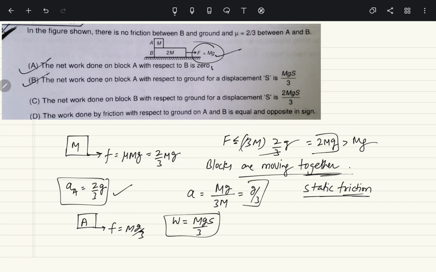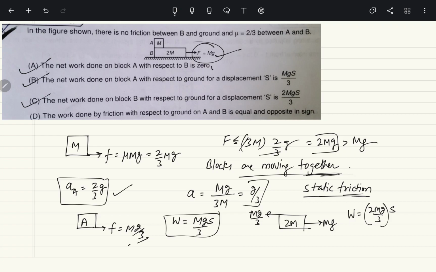And for the C option, we need to calculate the work done on B block. If you draw the FBD of the B block, there's the mg force, and there's the friction, the reaction of this one, which is mg by 3. The net force is 2 mg by 3. So the work done on this block will be 2 mg by 3 into displacement, right? So the C option is also correct.